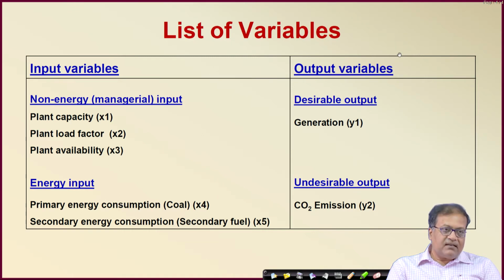As many as 10. Can you see there are 10 possible productivity measures? See, one is generation of power per unit plant capacity, generation of power per unit plant load factor, generation of power per unit plant availability, and like that, CO2 generation per unit plant capacity, CO2 emission per unit primary energy consumption. These are efficiency measures.